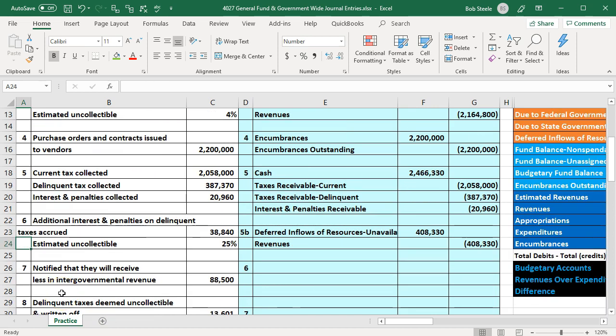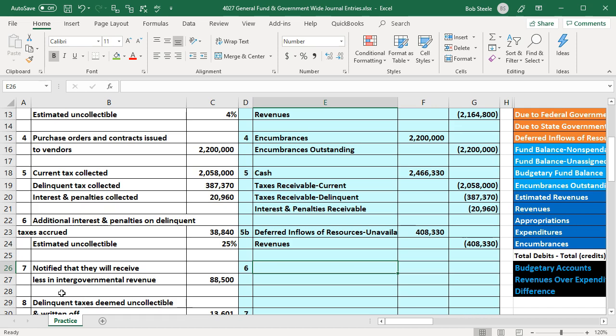So we're back in cell AE2324. We are in number 6. We have the additional interest and penalties on delinquent taxes accrued, and then we have the estimated amount that's going to be uncollectible. So in essence, we're saying, hey, we've got these delinquent taxes. We're just going to assess and calculate the interest and penalties on it, and we're going to say that comes out to $38,840. That, of course, is we're going to consider revenue to us. That's more revenue. So delinquent taxes, we assess more penalties, call it revenue.